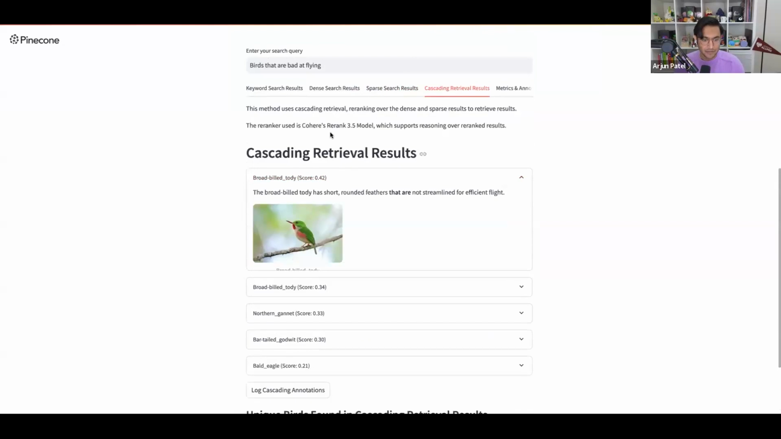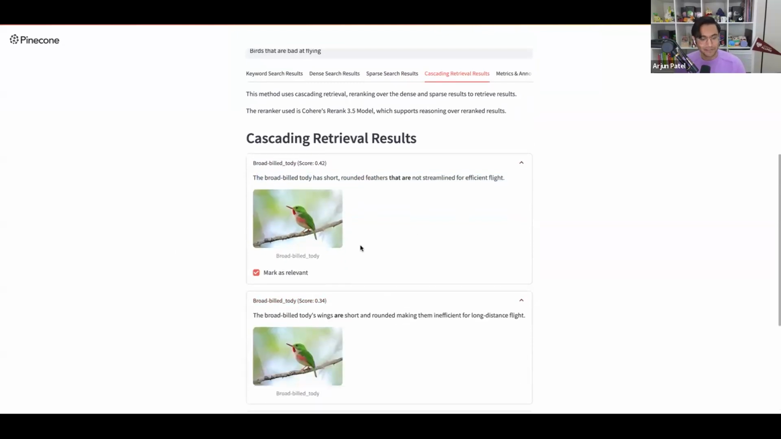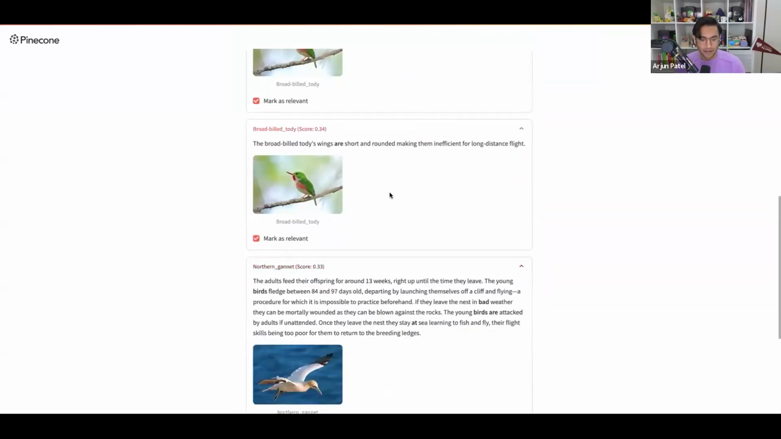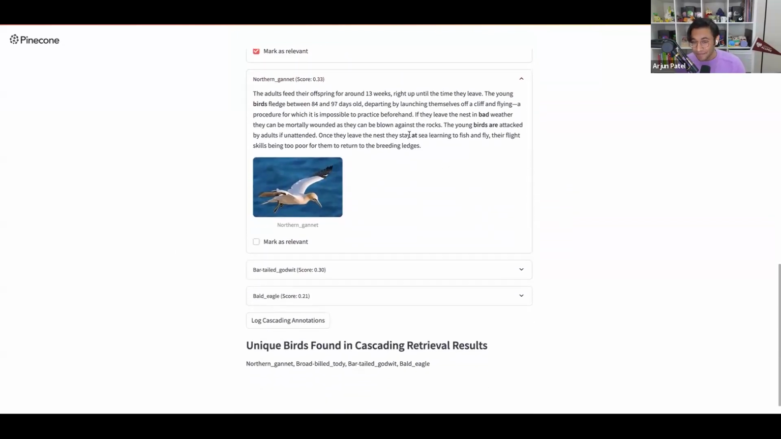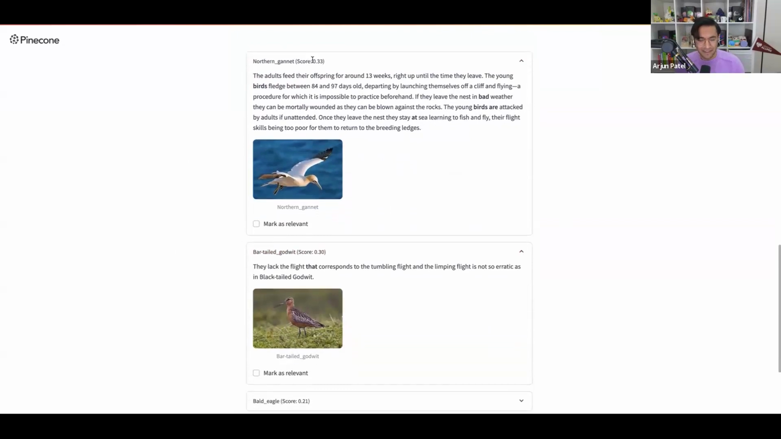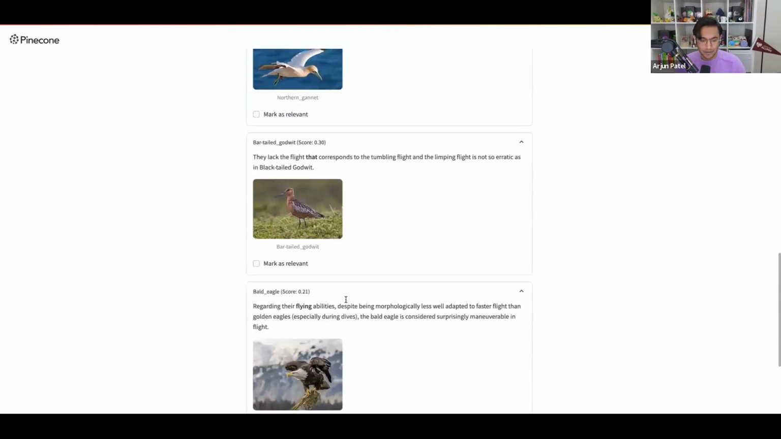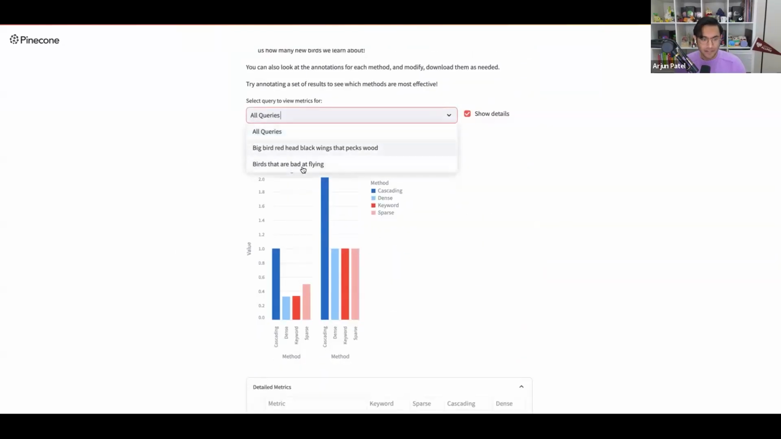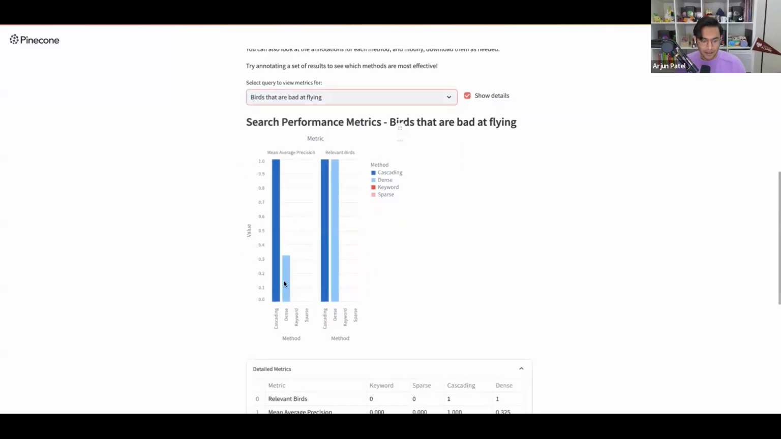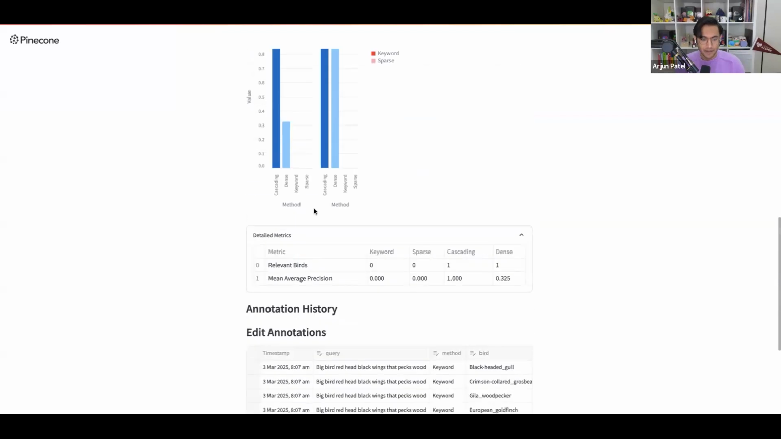Let's look at cascading and see what was returned. We see that the first result from cascading is a bird that is not that great at flying, which is really cool. It looks like this is a double, but I'll go ahead and just mark that anyway. This paragraph is about the young of a bird not being good at flying. So it is kind of relevant, but I'll just let that go. And then we get these other sentences about tumbling flight too. So let's go ahead and log this. Now we can see for the birds that are bad at flying, that dense search didn't do so great. We can see that keyword search got 0 results back here.